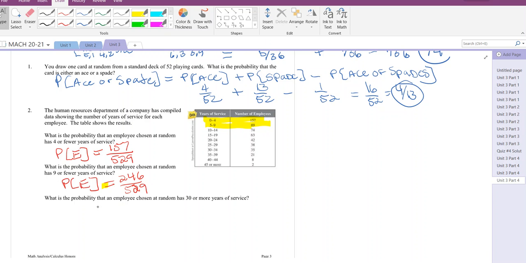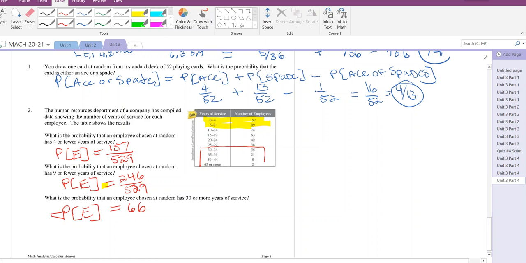All right, for the last one, what is the probability that an employee chosen at random has 30 or more years of service? 30 or more. So basically we're talking about from here down. So you have to add those. So the probability of that event happening is 66 when you add those up, 30 or more, over the total sample space, which is 529.